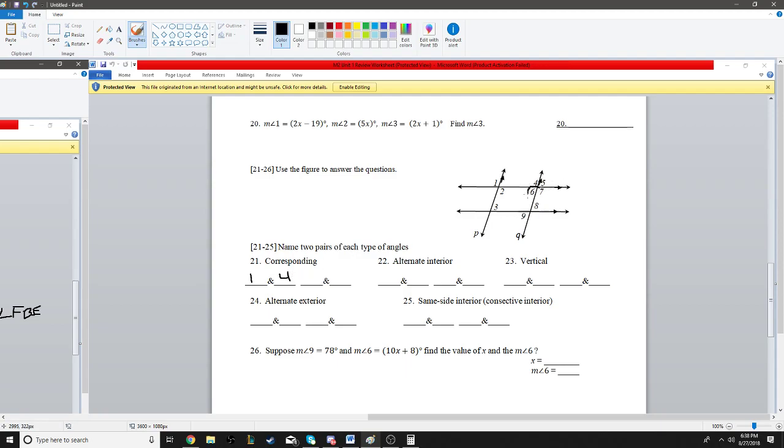Also 6 is on the bottom left, and 9 is on the bottom left. Since they're in the same spot, it's 6 and 9. Alternate interior would be 2 and 4 if you look at it sideways, and would also be 6 and 8.